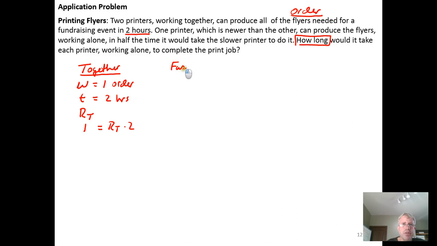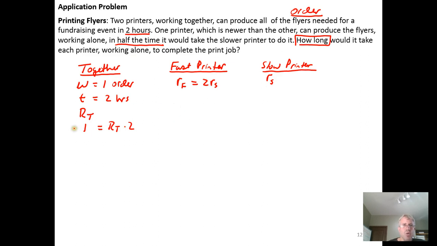So we have a fast printer. And the fast printer has a rate. I'm going to call it rate of the fast printer, rate sub F. And we've got a slow printer. And we're going to call that rate sub S for rate of the slow printer. And we know that the rate of the fast printer is, because it can get the work done in half the time, double the rate of the slow printer.